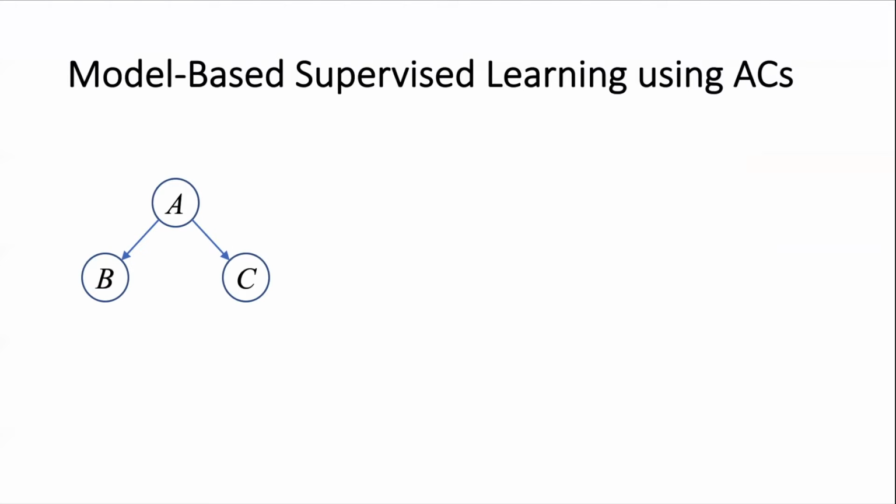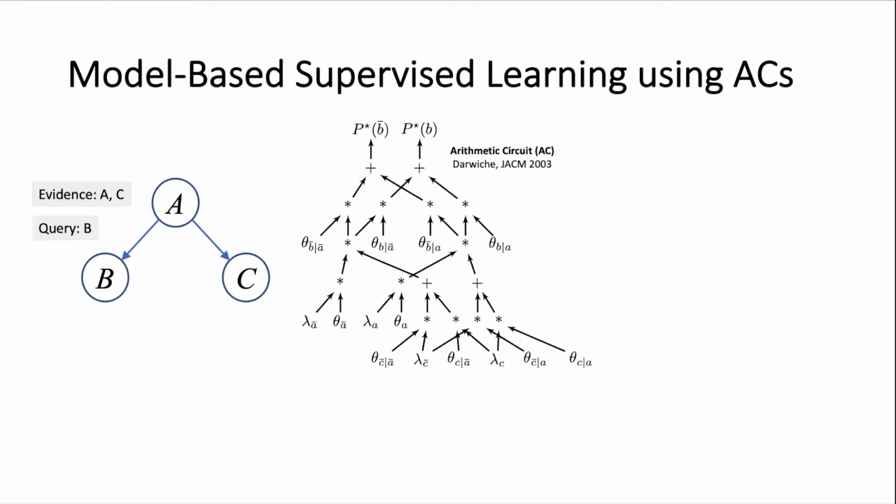So here's a Bayesian network model. You tell me I'm observing the variables A and C, and I want to compute the probability on B. You can compile this model and query into what's known as an arithmetic circuit that I introduced a couple of decades ago. The inputs here are these lambdas, which represent your evidence, and the other input is these thetas, which represent model parameters that get trained from data. The output is your query.